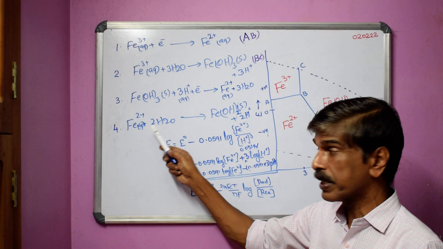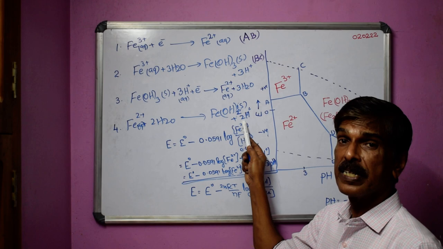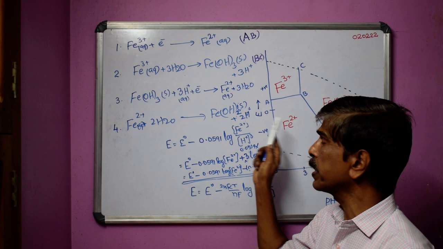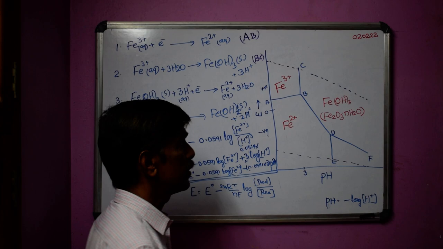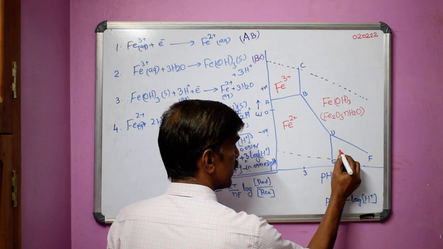This is dependent on pH because it involves H+ ions. It is pH dependent and potential independent, so it should be parallel to the potential axis, that is this line DE. The line DE marks the borderline between Fe2+ and Fe(OH)2.